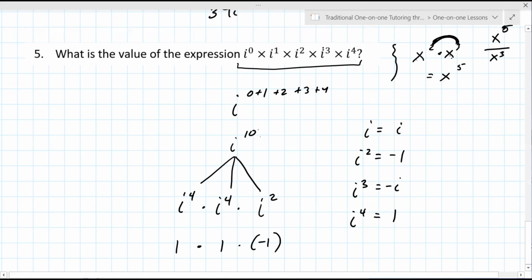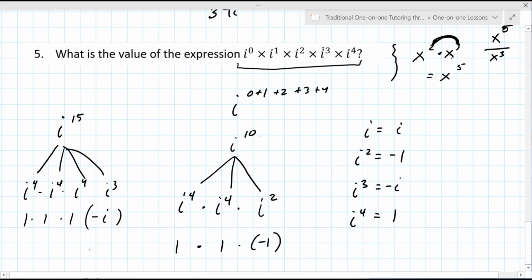So let's say it was like i to the 15th, you do the same thing. It's i to the fourth, i to the fourth, i to the fourth, that gets you to 12. Then you'd say, oh, it's i cubed. Okay. One times one times one times negative i. But in your problem, it becomes negative one.